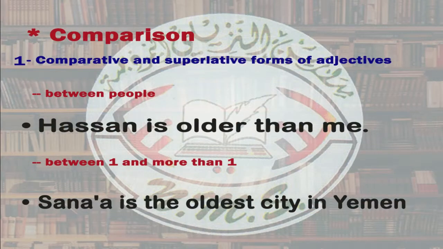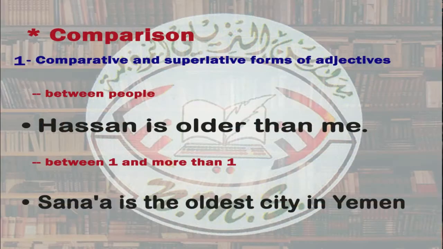Today we are going to talk about Crescent English Course for Yemen, People's Book 6. Start with number 1, comparison. Comparative and superlative forms of adjectives. Here, my dears, when we talk about comparative, we must compare between two people or two things. For example, Hassan is older than me.